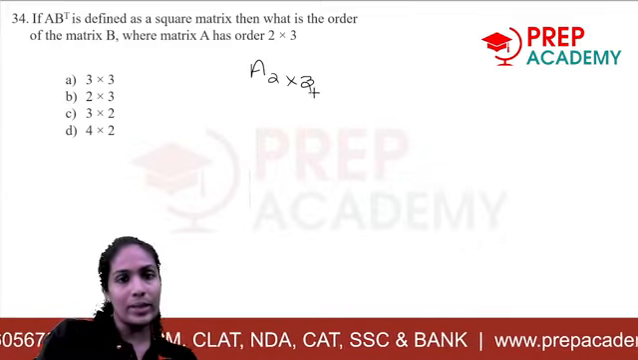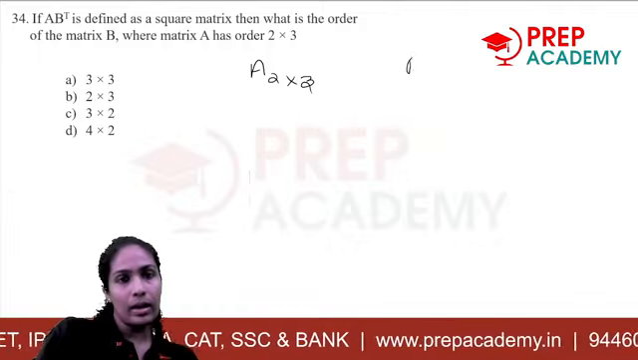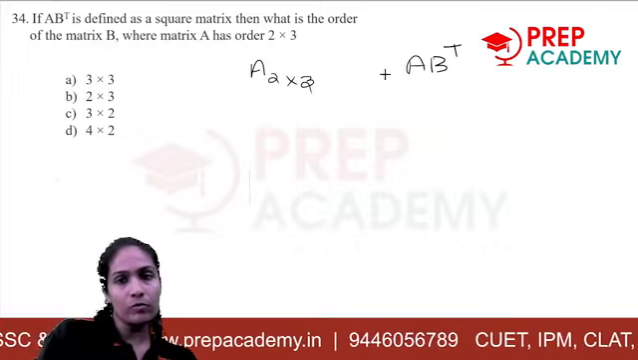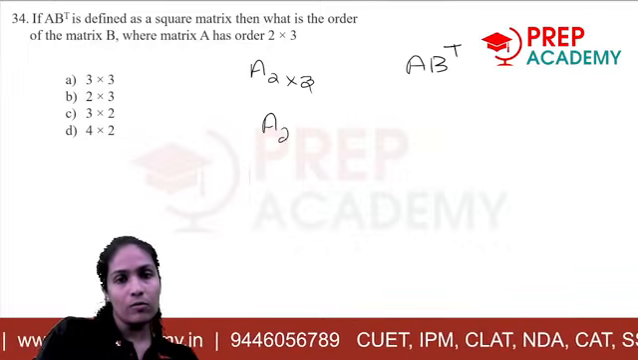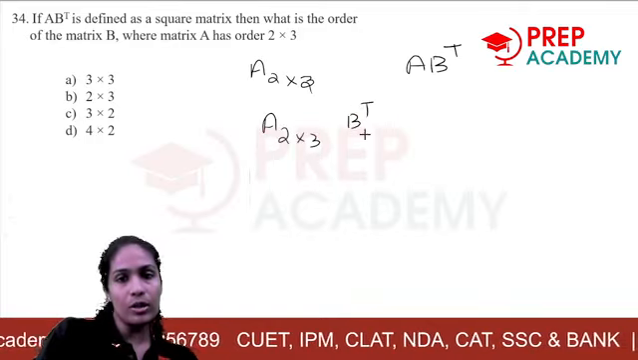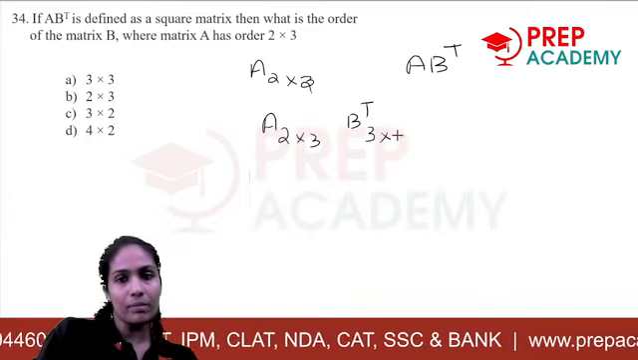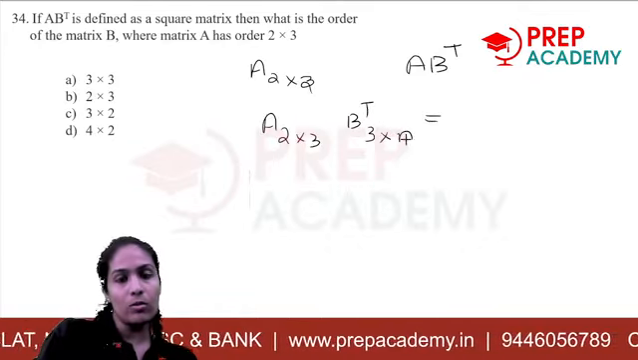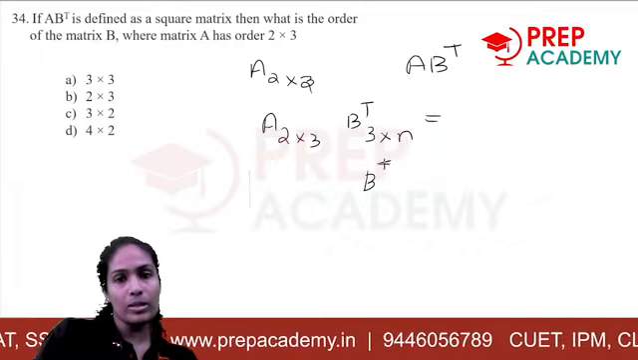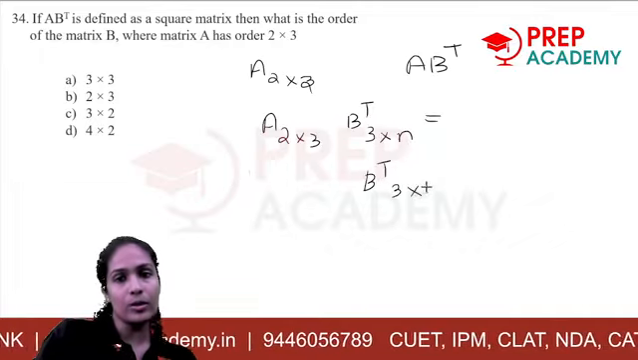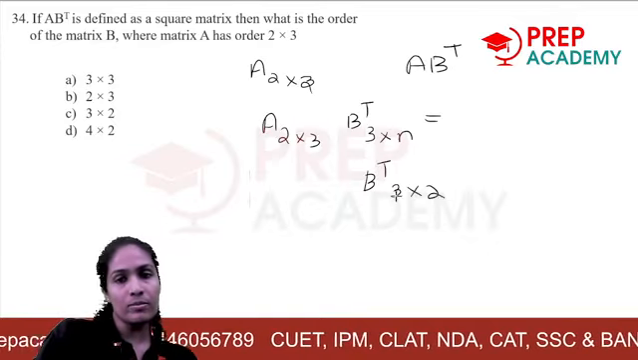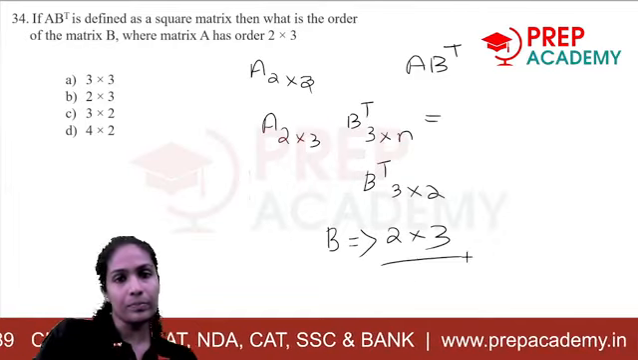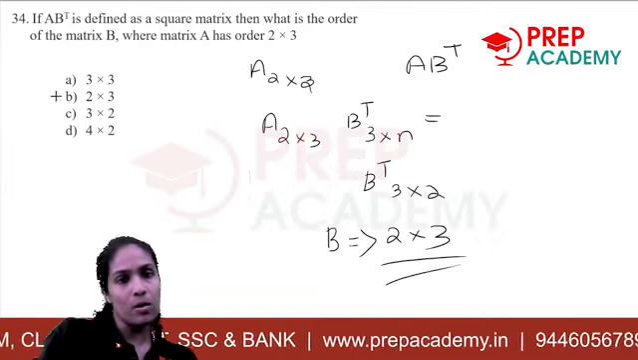Here A is of order 2 by 3 and A B transpose is a square matrix. You know that the product of two matrices is only possible if A is of order 2 by 3, then B transpose must be of order 3 by some n. But given that the result is a square matrix, this n should be equal to 2. So the order of B transpose is 3 by 2, then order of B is 2 by 2. Correct answer is option B, 2 by 2.